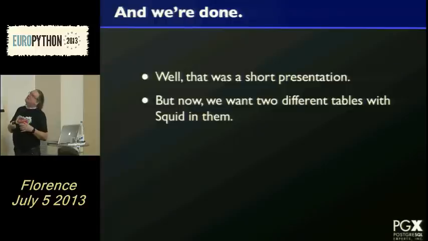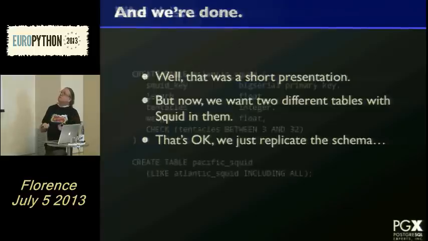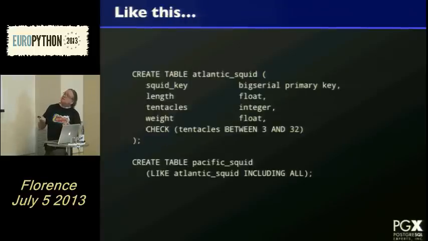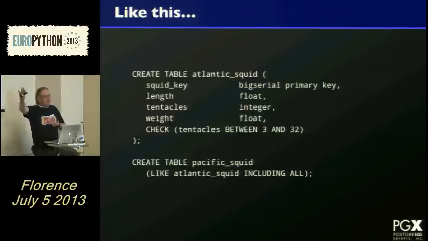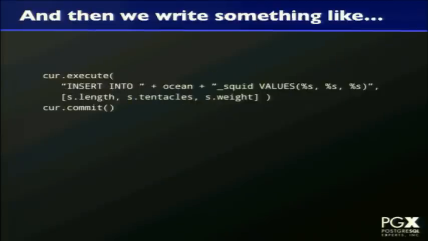But then someone comes along and says, now we want 2 different tables, and they both have to have squid in them. And I said, oh, why didn't you tell me that before we did the first push? That's OK. We just replicate the schema. And actually, Postgres has this neat little feature where you could create Atlantic squid and Pacific squid and just say, I want one just like the one. I'll have what he's having. And by including all, you pick up the constraint also. So that's kind of neat. And then we write something like this.